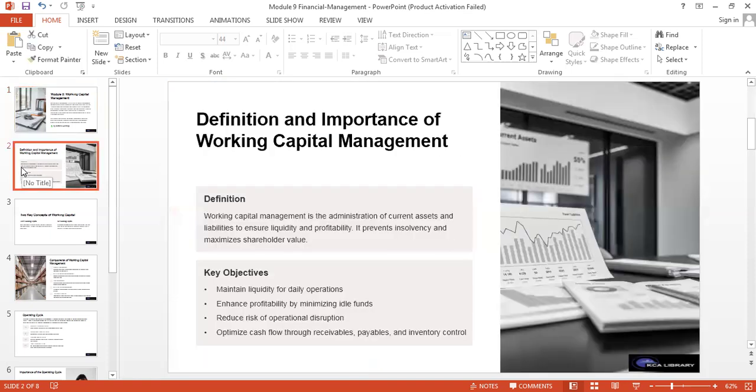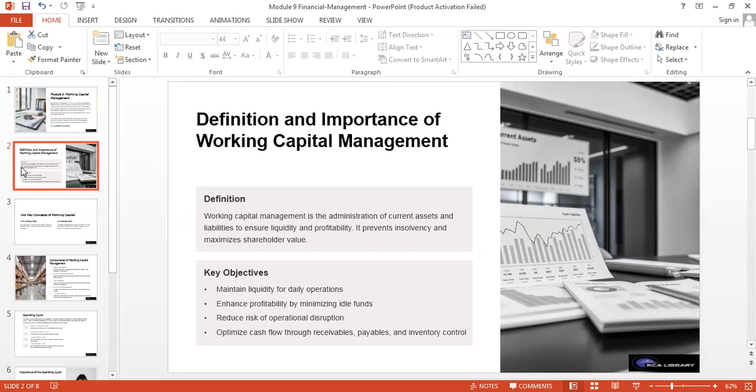What do we mean by working capital management? Working capital management is the administration of current assets and liabilities to ensure liquidity and profitability.